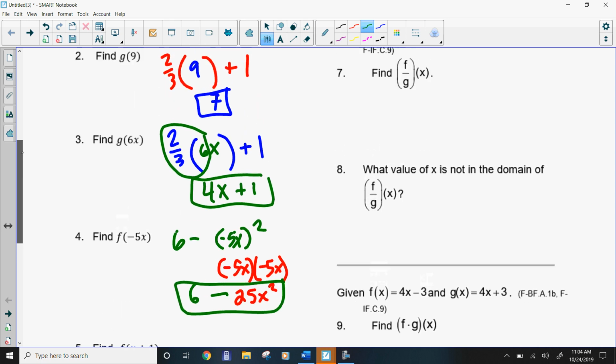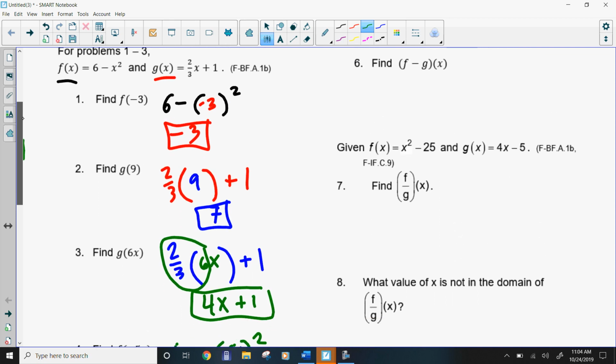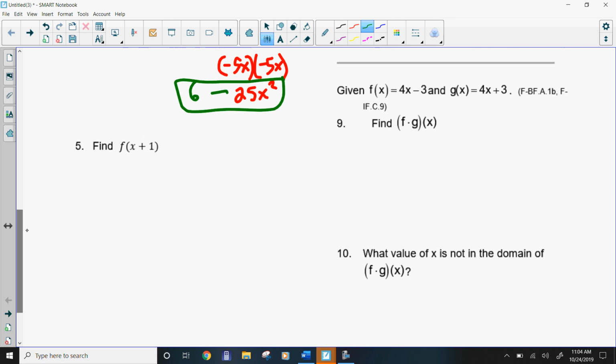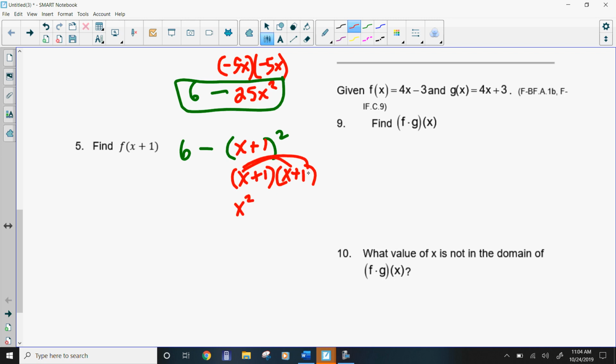Last one of this section says f of x plus 1. So it's going to be 6 minus parentheses squared. And this time they want us to put in x plus 1. So again, if it has an exponent of 2, it means write it twice and then multiply it out. So if I multiply this out, it's going to be x squared plus 1x plus 1x again, and then plus 1. So the final answer is going to say x squared plus 2x plus 1.